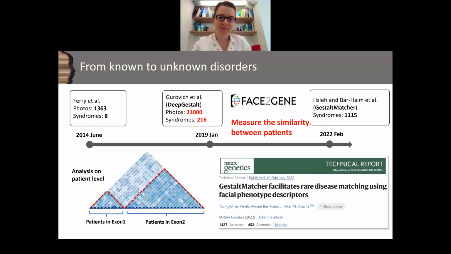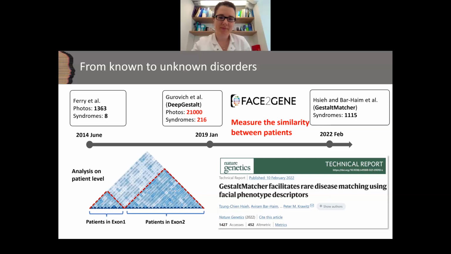We further published another paper called GestaltMatcher. We published this work in Nature Genetics in 2022. What we do here is take the feature vector from each patient or from each photo, then we try to quantify the similarity based on the feature vector. So instead of training a model to only predict the disorder, we train the model differently. And with this kind of transition, we can support over 1,000 disorders, far larger than the original around 200 disorders.